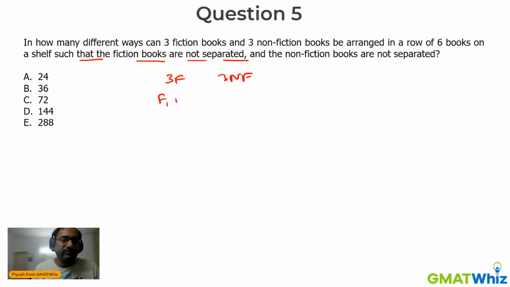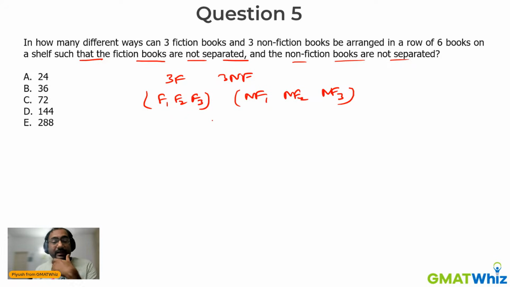I have to arrange them such that fiction books are not separated. So if there are 3 of these books, they are going to remain together next to each other, and non-fiction are also not separated. So let's say it is NF1, NF2, and NF3. These are also not going to be separated. But I can have an arrangement of these two: non-fiction coming first and fiction coming later from the left, or fiction on the left and non-fiction on the right.